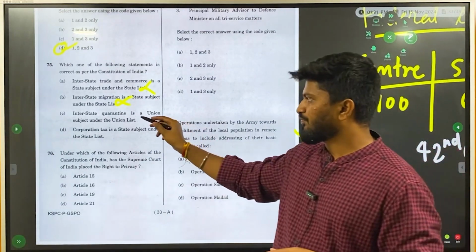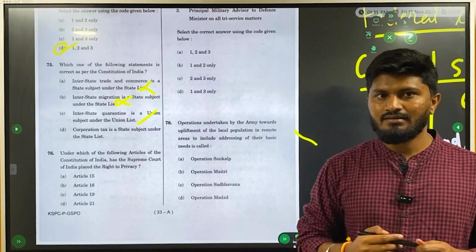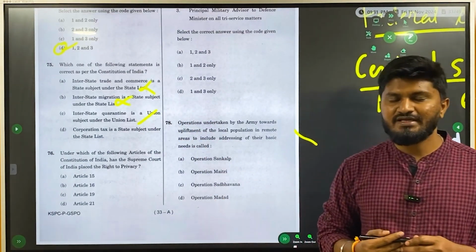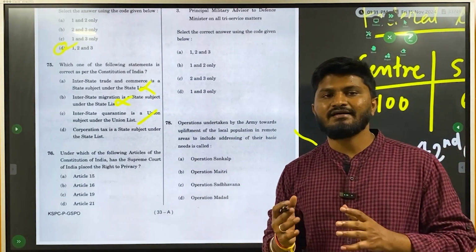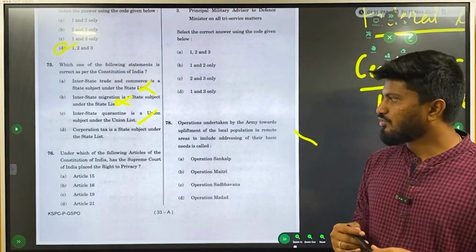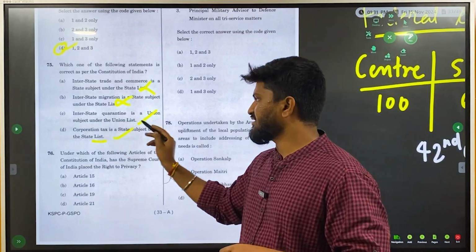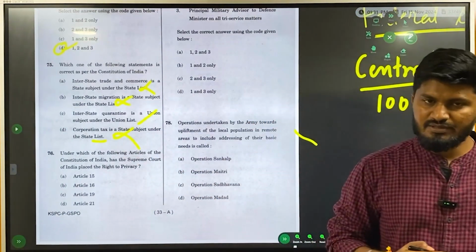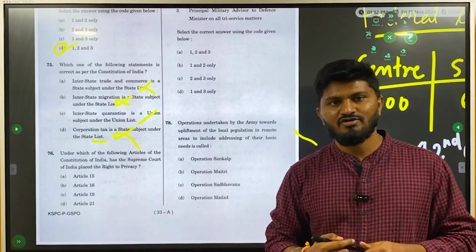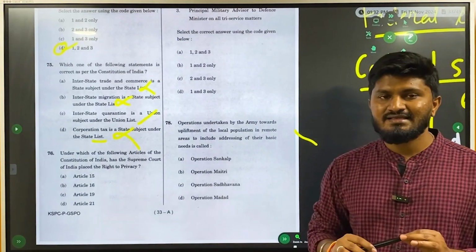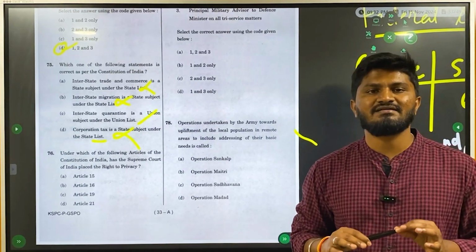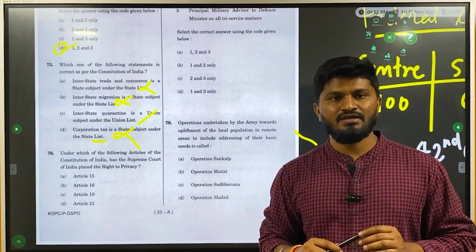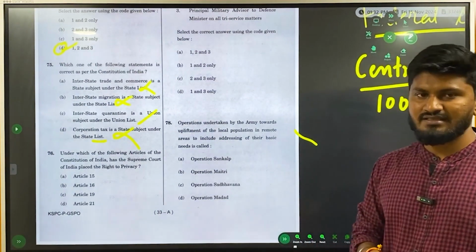This is true, because if you were active during the COVID period, you would have read about quarantine measures taken up by the union government. And the fourth one, corporation tax is a state subject under the state list. This is wrong, because if you read the newspaper and budget sessions, you will see corporation tax is the highest source of income for the center in a particular year. So corporation tax is a central subject.